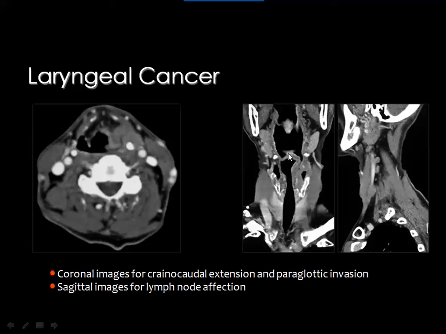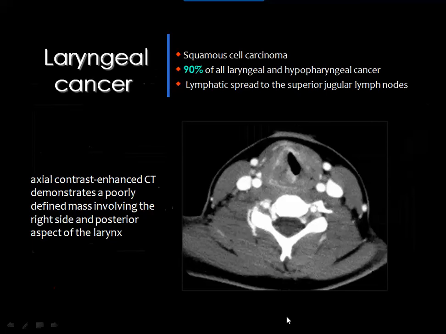You can easily appreciate that the left side is involved by the tumor mass, which is seen extending lower down, reaching almost the level of the arytenoid cartilage. And one of the valuable diagnostic benefits of the sagittal images is to look for enlargement of the lymph nodes, which are seen, of course, in the far away sagittal images on the left and on the right side.